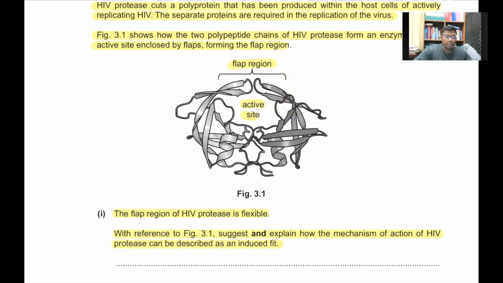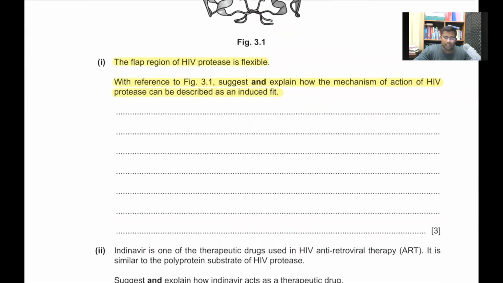HIV protease action involves changes in the shape of the active site, which is basically an induced fit to better fit the substrate and form the enzyme substrate complex. In induced fit, the substrate is not fully complementary to the shape of the active site. The change of shape to give complementary fit lowers the activation energy.